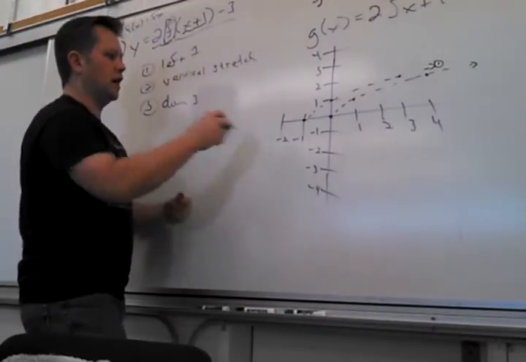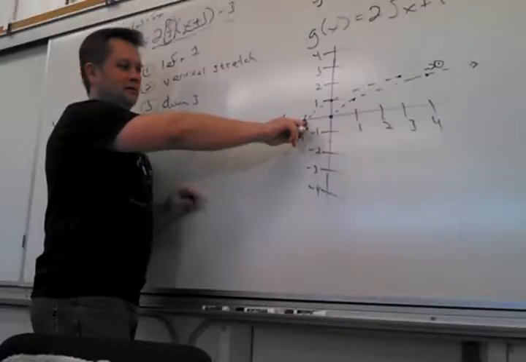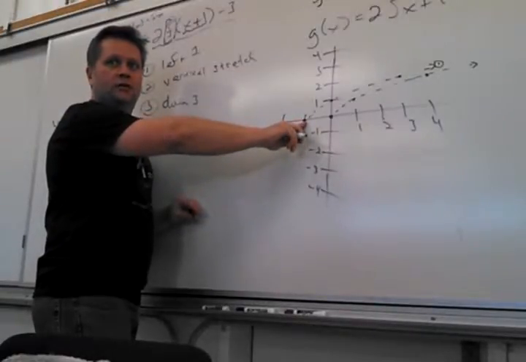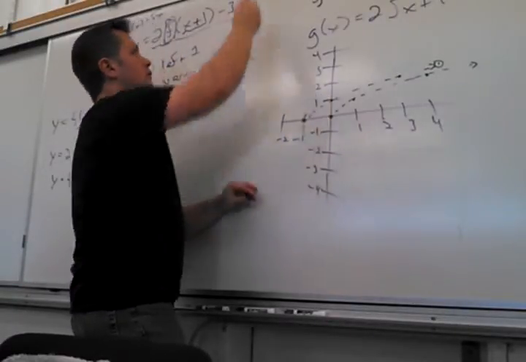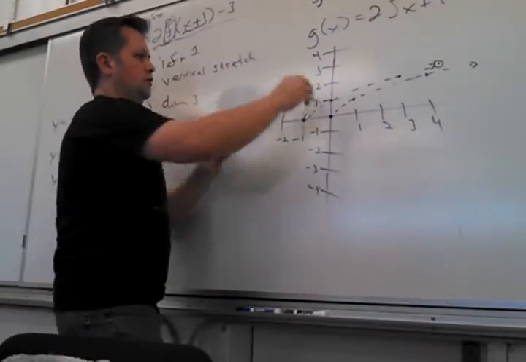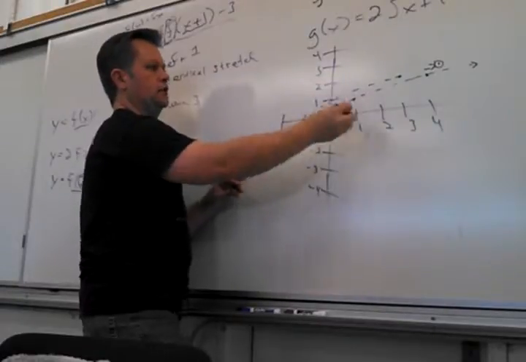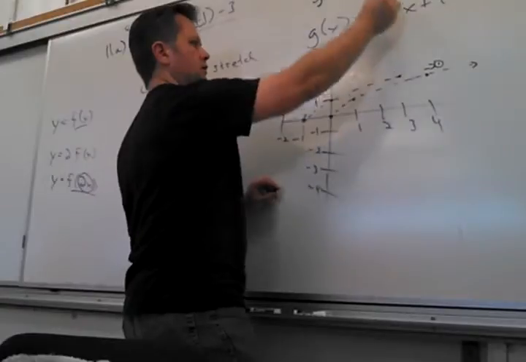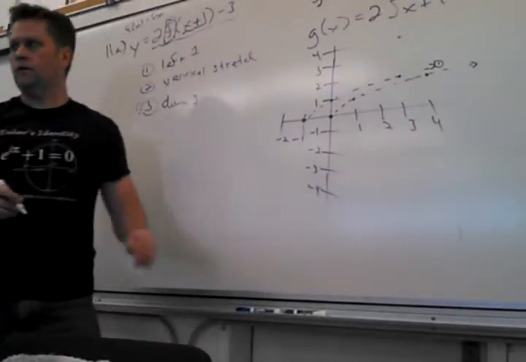Yeah, now I just double all my output. So that's going to be... What's the output here? 0. So it's double that. 0. All right, so that's still in the same place. What's going to happen to this one? 2. Because the output is 1, now it's going to double. This one is going to go to? 4.